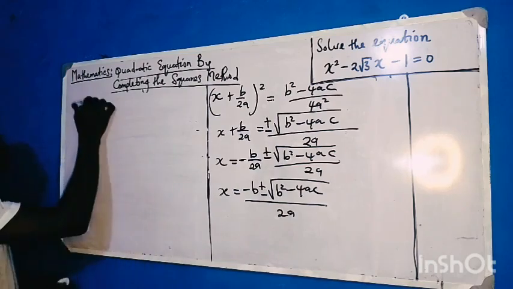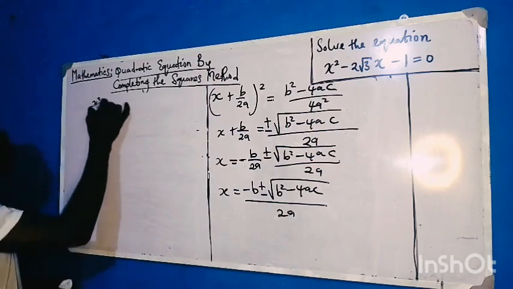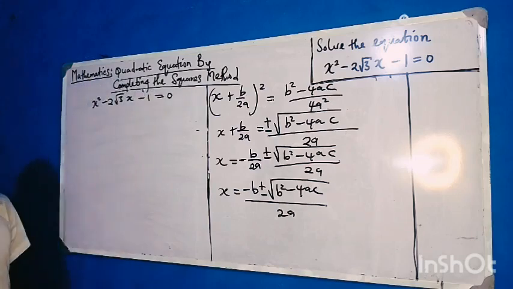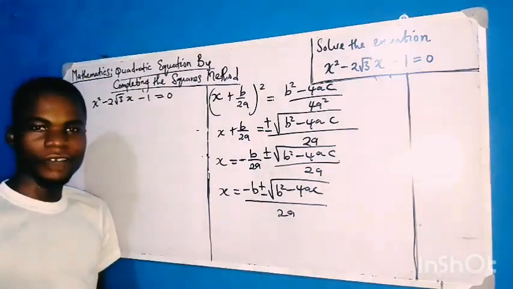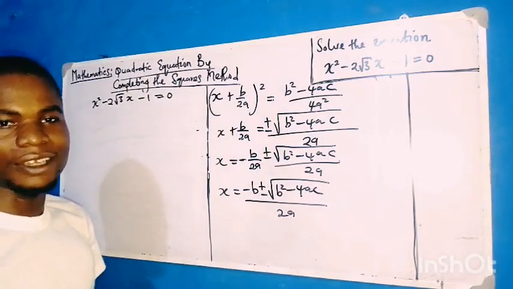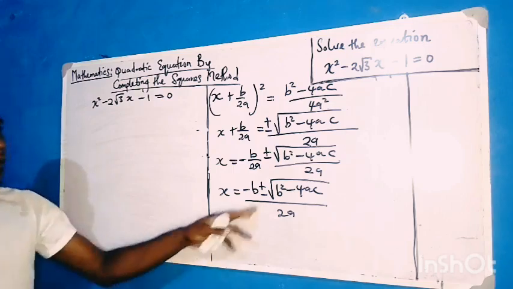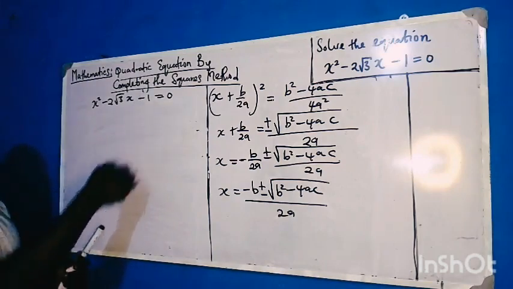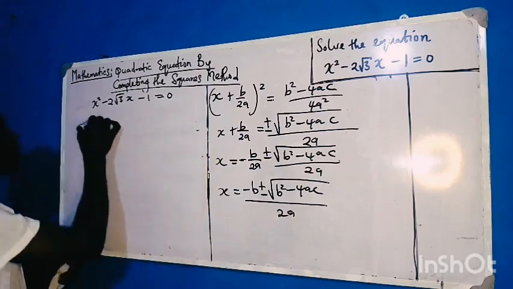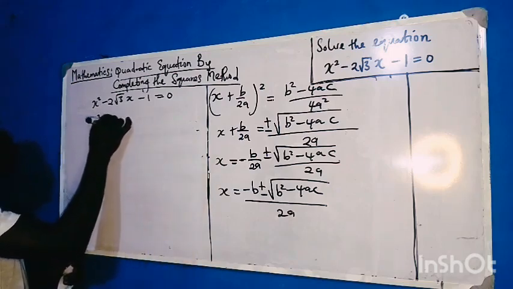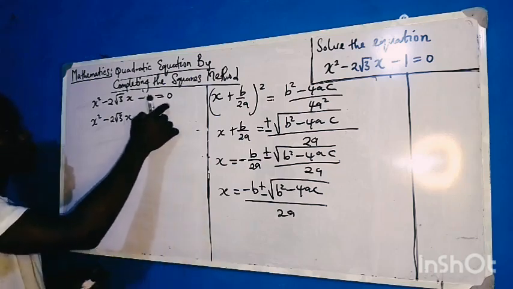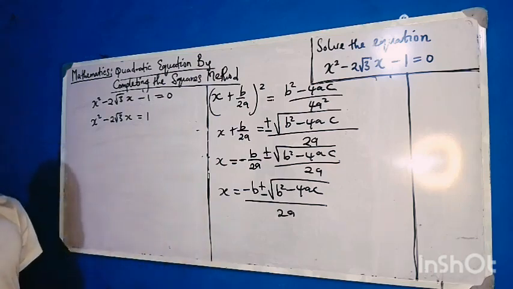Let's see, x squared minus 2 root 3 x minus 1 is equal to 0. When you come across this kind of question, the first thing is, can I factorize or can I use the formula? But it might not work, so let's use completing the squares here. So first step, remember, take this to the other side. So we're going to have x squared minus 2 root 3 x is equal to minus 1 crosses, becomes 0 plus 1, which will give us 1.